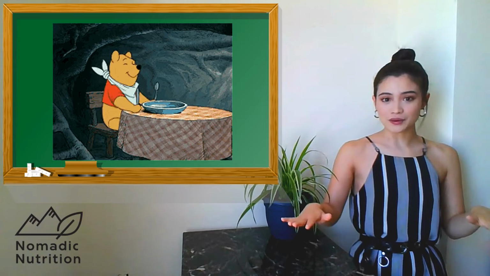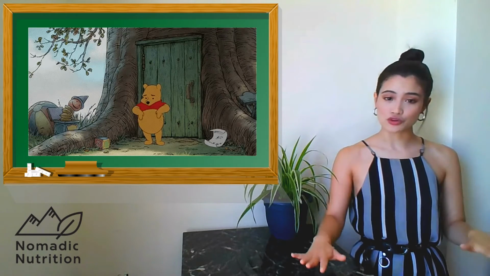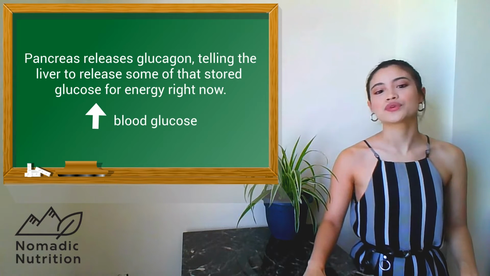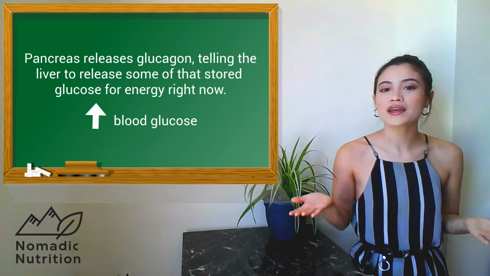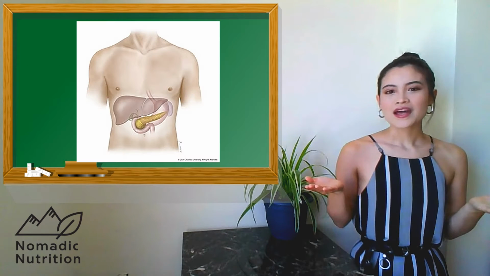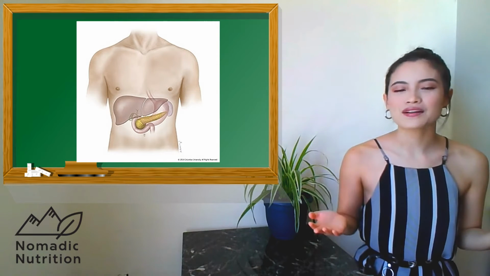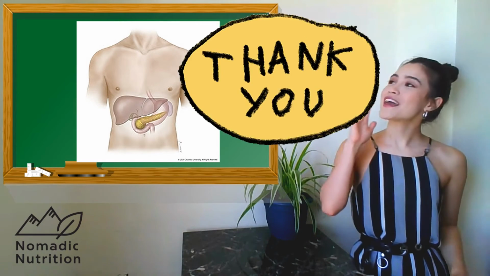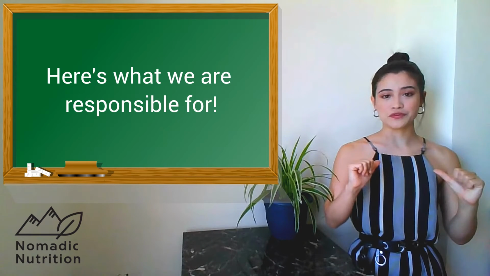We're feeling good. And then when there's some time between meals and our blood sugar drops, our pancreas releases glucagon, telling the liver to release some of that stored glucose for energy right now, raising it back up. And so the pancreas and liver have a great relationship in which they balance our blood sugar levels and do a lot of the work for us. Thanks, pancreas and liver! But here's what we're responsible for.